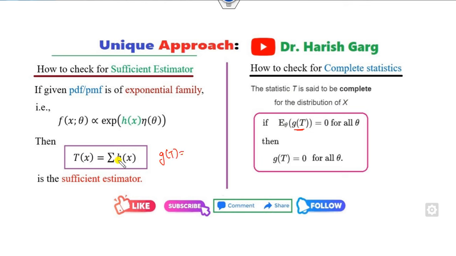It is a function of this h(x). If it is 0, then g must be 0. So g is always unknown and your target is to identify g. If this condition is satisfied, then you can say it's a complete statistic. But again, it is not an easy target for you. You can check this condition.